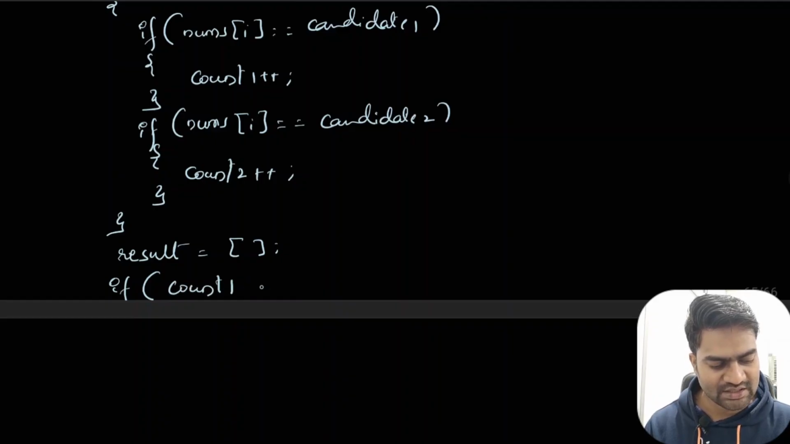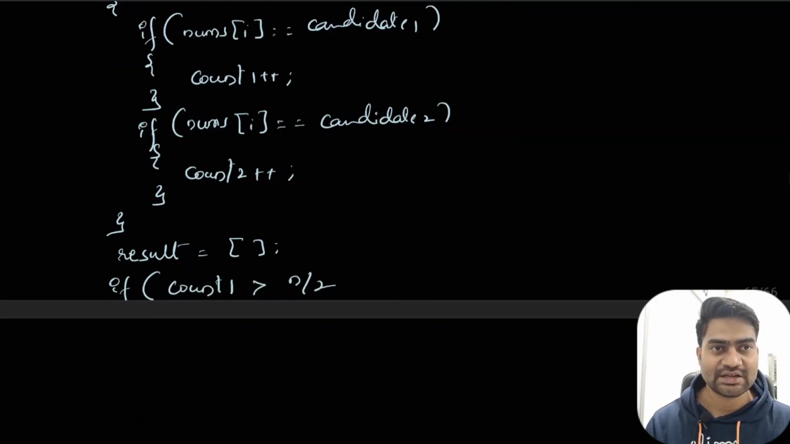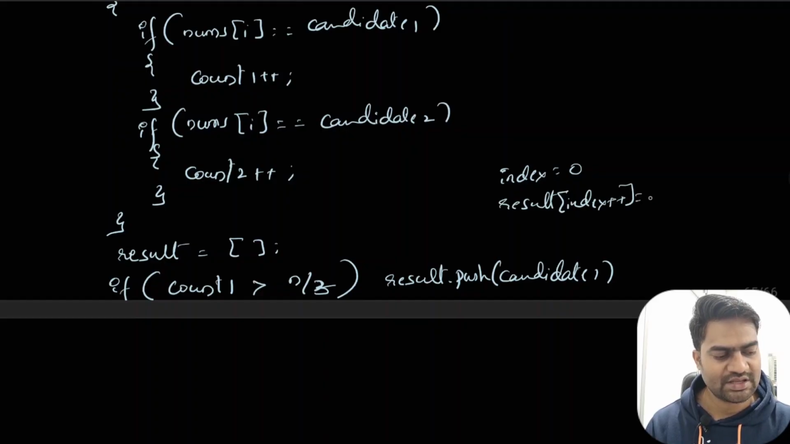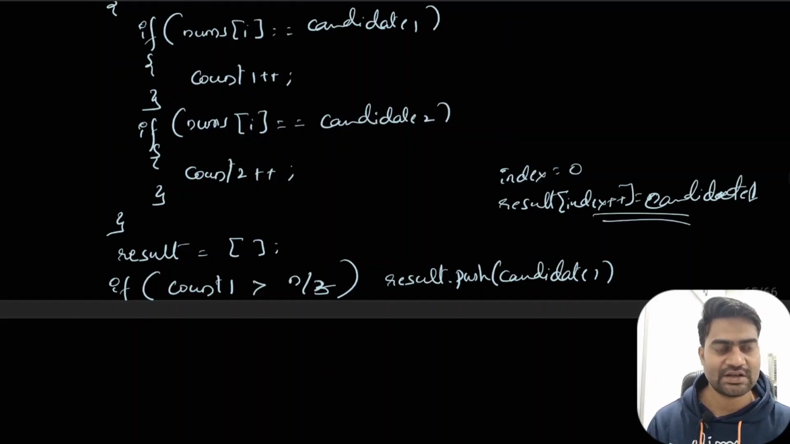Then I will check if my candidate 1 count, sorry, basically we should take the count. If my count 1 is greater than n by 3 here, not 2, then we will say result dot push, or result dot add, result dot push of candidate 1. So this is JavaScript. In Java, you basically take an index equal to 0, then you say result of index plus plus will be your candidate 1. Okay, this is how we need to do it.